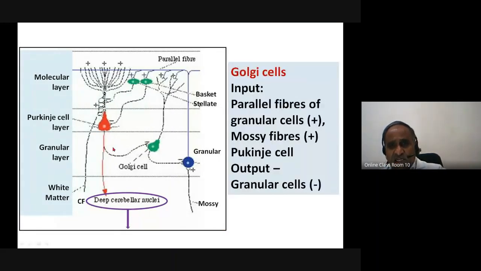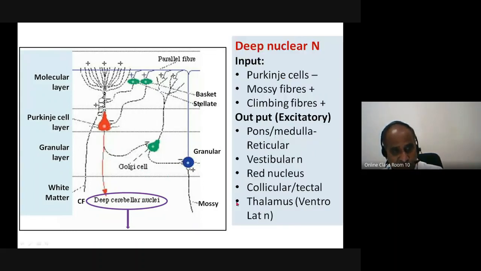Golgi cells in turn are connected with the parallel fibers. You can just see that they have the parallel fibers, and they will give a feedback inhibition to the granular cells. And also they receive mossy fiber inputs. The mossy fiber inputs here excite them when the granular cells are excited. They are exciting here. That is to check the granular cell activity or output.